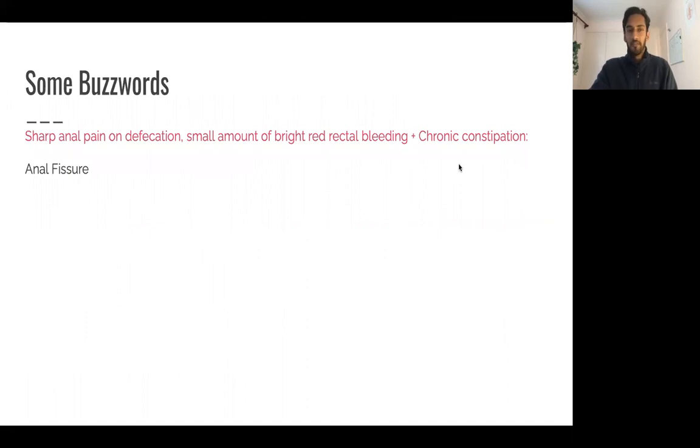Finally, here's just a couple of buzzwords for anal fissures. I haven't gone into them in too much detail. So sharp anal pain on defecation and a small amount of bright red bleeding. And importantly, you've got your chronic constipation. Anal fissures will almost always present with really chronic constipation, so your main management will be impacting their diet as well as giving them laxatives.